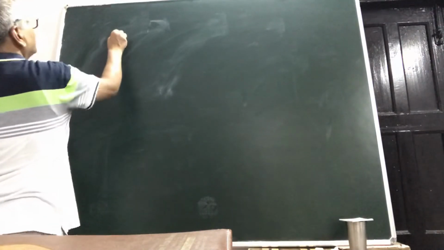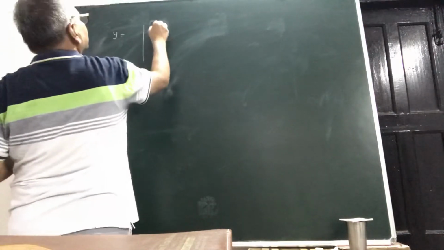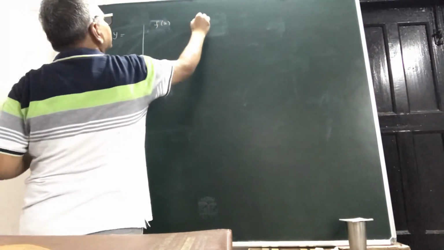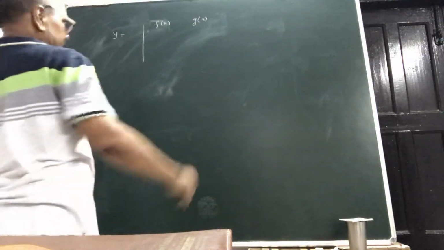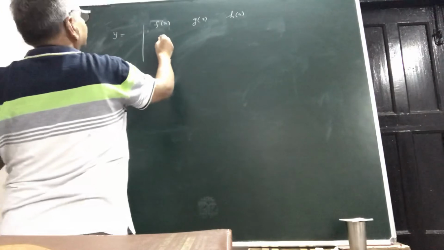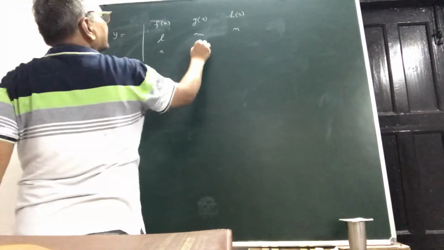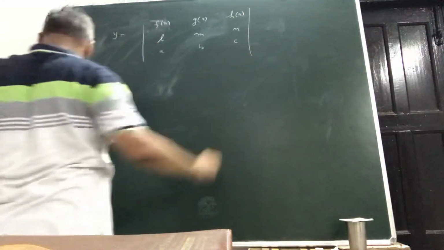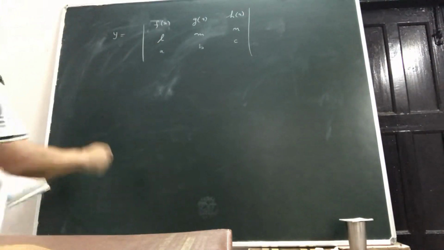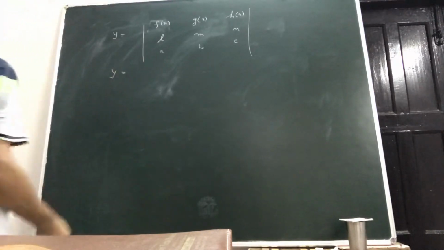Now, next question, let us see. For y is equal to a determinant with rows f(x), g(x), h(x), then l, m, n, and then a, b, c, you have to show that dy/dx is this thing, so the derivative you have to find. There is no need to expand much, it is very simple.